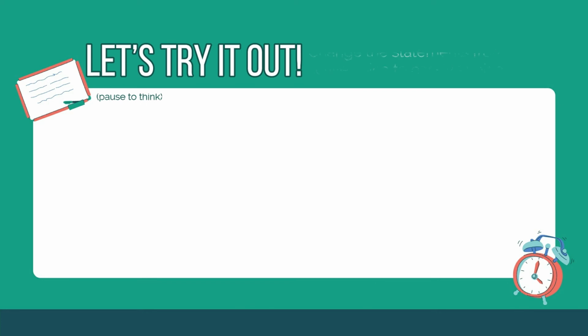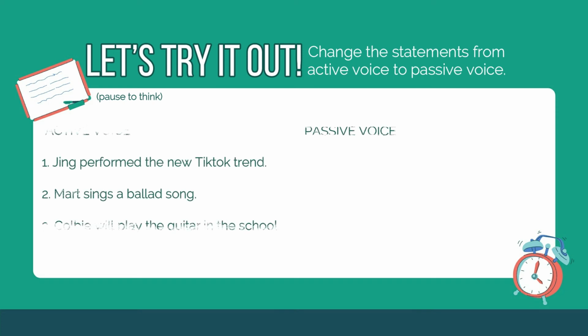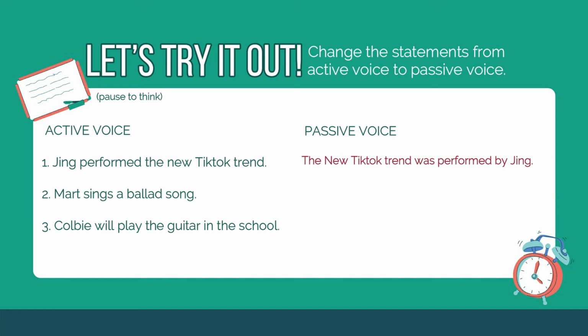Let's try it out. Change the statements from active voice to passive voice. 1. Jing performed the new TikTok trend. Pause to think. Answer: the new TikTok trend was performed by Jing. Number 2. Mart sings a ballad song. Pause to think. Answer: a ballad song is sung by Mart.